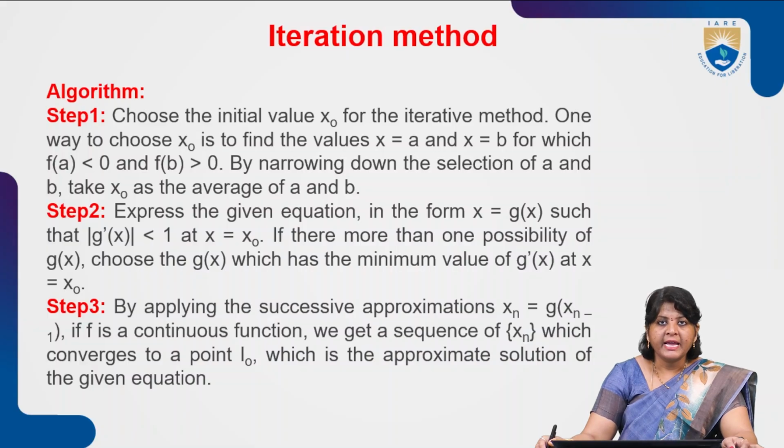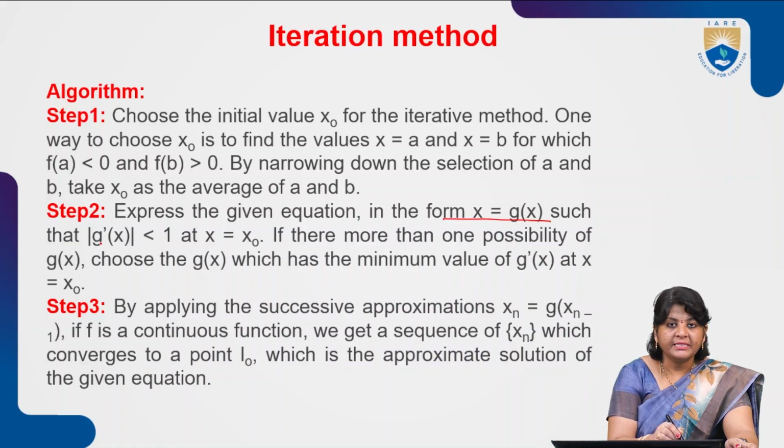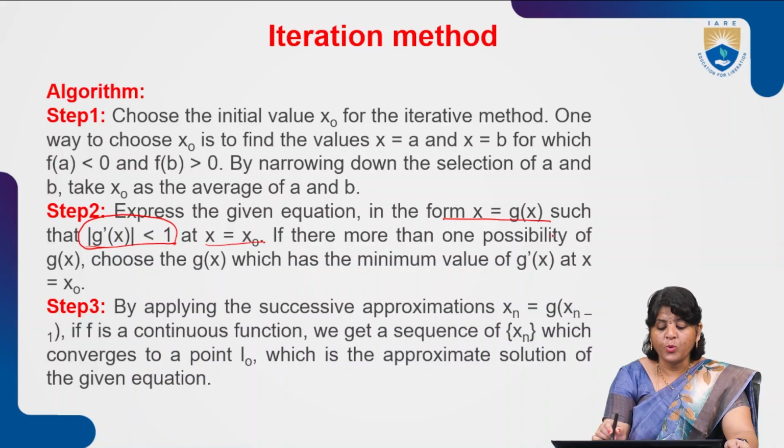And step 2, express the given equation in the form x is equal to g of x, such that modulus g dash of x should be less than 1 at x is equal to x0. This condition should always be satisfied. The derivative of the given function should be less than 1. If there is more than one possibility for g of x, choose the g of x which has the minimum value of g dash of x at x is equal to x0. This is the important condition.